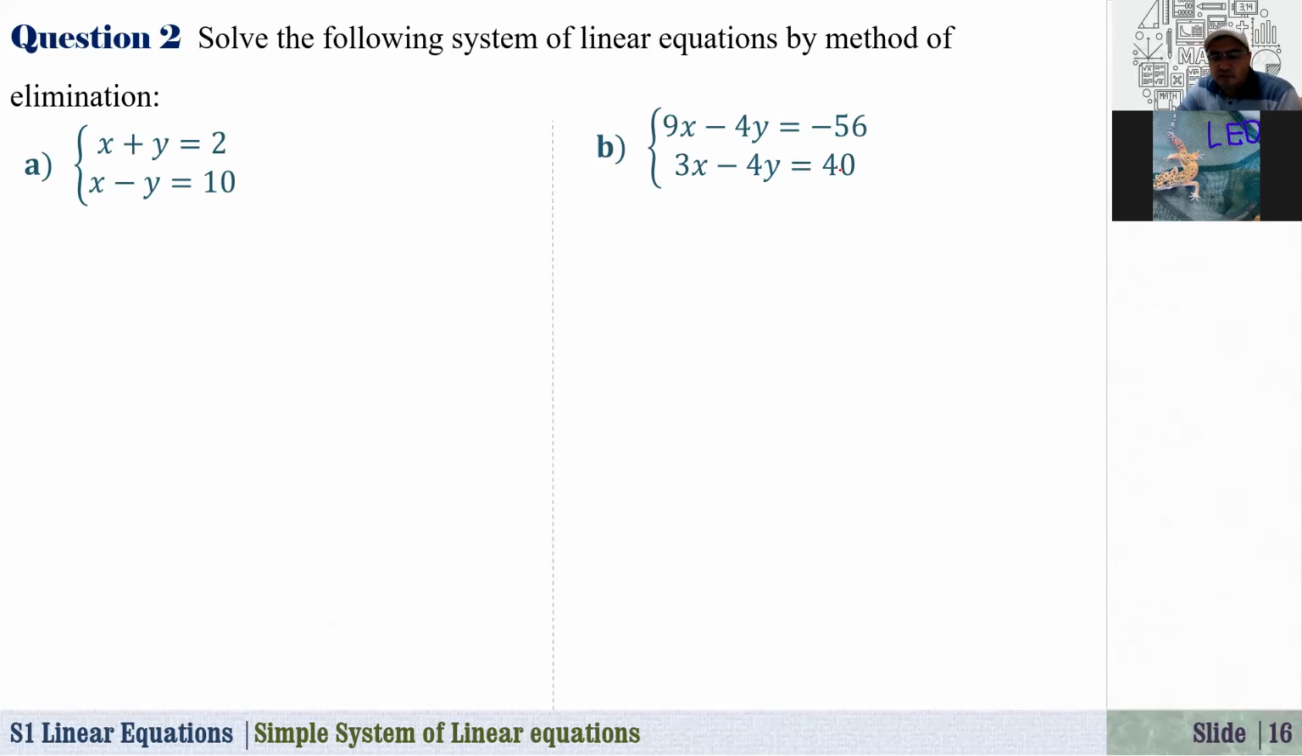3x minus 4y is equal to 40, right? So we have to eliminate one of the variables. The coefficients of y are already the same, right? Let's just subtract them. Subtract the second equation from the first one, or the first from the second.